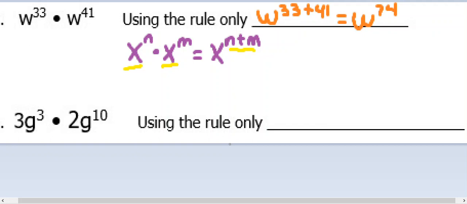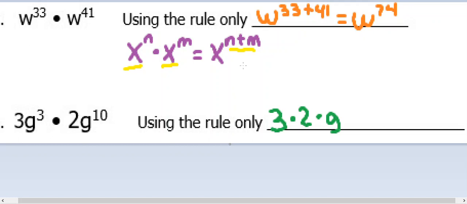In our next example, it says simplify it using the rule only. So I can see that I have 3 times 2. So those are numbers, so I can just put those there. But they're both being multiplied by the same base of g. So I have to put times g.